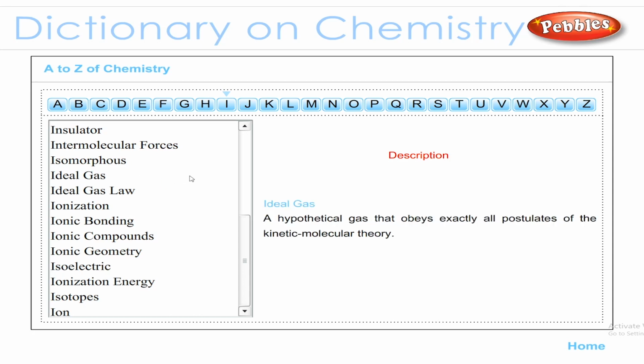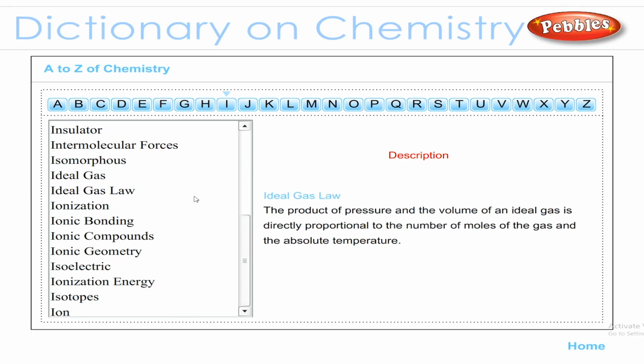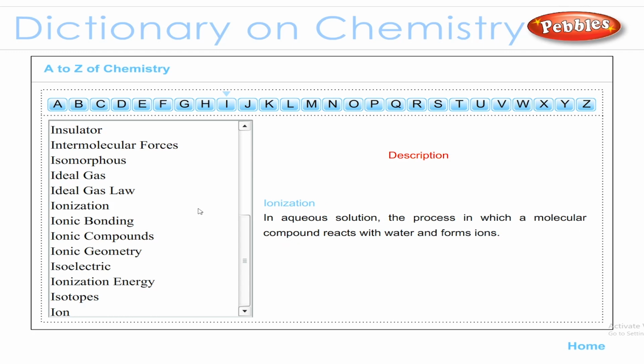Ideal gas, a hypothetical gas that obeys exactly all postulates of the kinetic molecular theory. Ideal gas law, the product of pressure and the volume of an ideal gas is directly proportional to the number of moles of the gas and the absolute temperature. Ionization, in aqueous solution, the process in which a molecular compound reacts with water and forms ions.